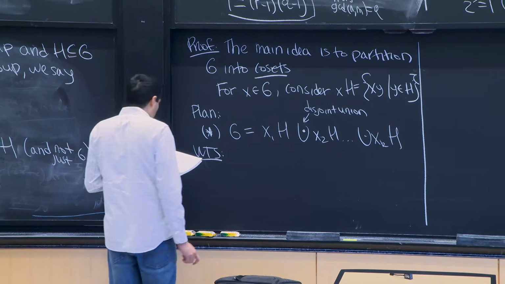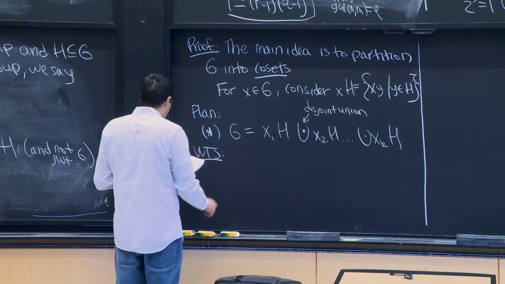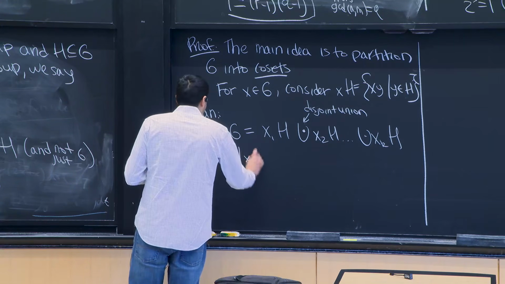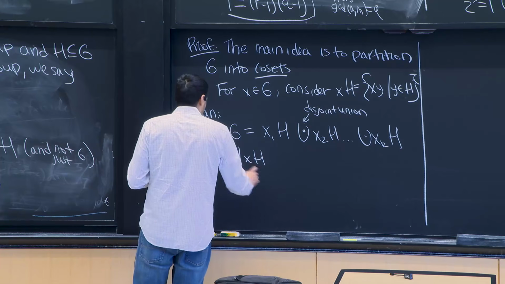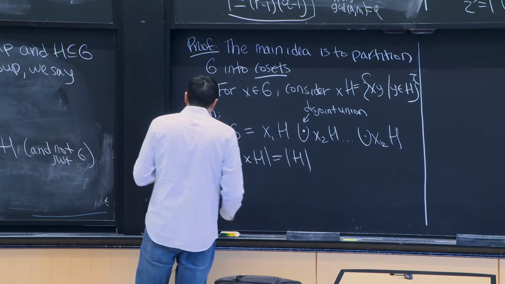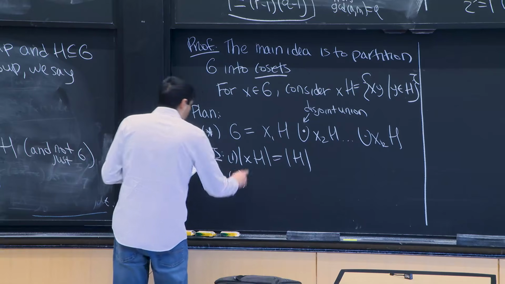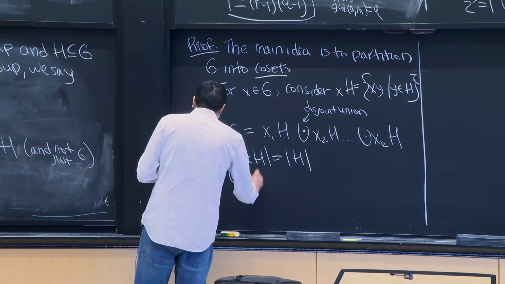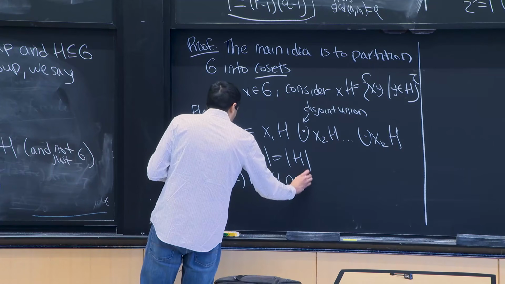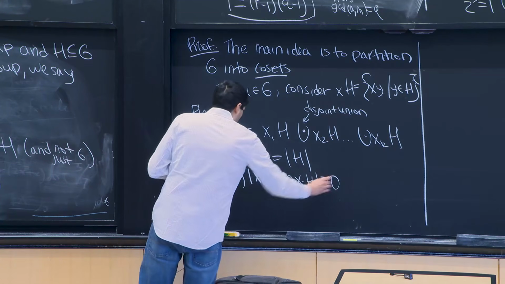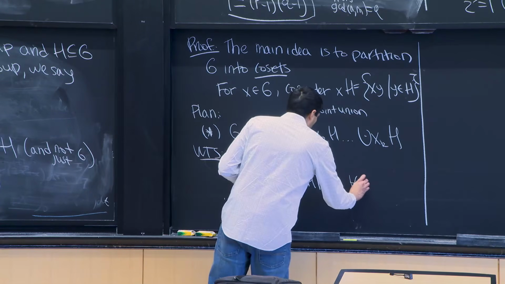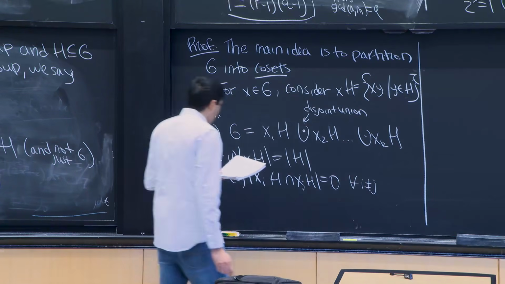And I haven't even told you how to build up this set. What I want to show is that the size of each of these cosets, xH, is equal to the size of H. And I want to show that the way that I've built it up, the intersection between any pair of cosets is empty. And this should be true for all i not equal to j.